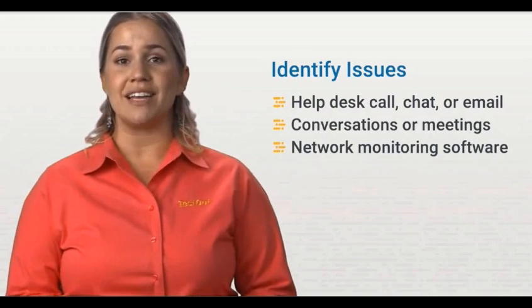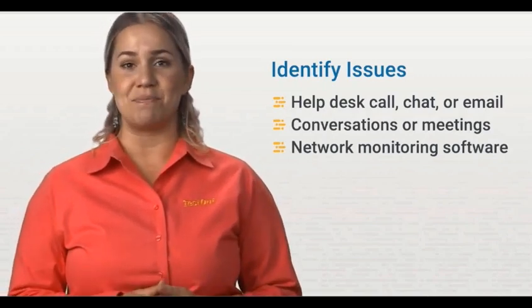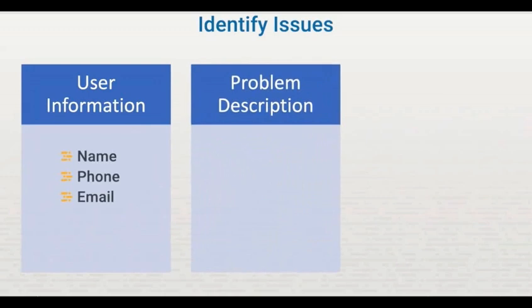The first step in handling a new ticket is to record all relevant information in the ticketing system. When a user reports the issue via email, chat, or in person, you should record their name and contact information. Be sure to get as much information about the problem as you can. You want to be sure that other members of the IT team can understand exactly what's going on.